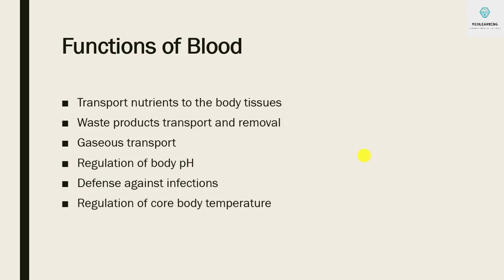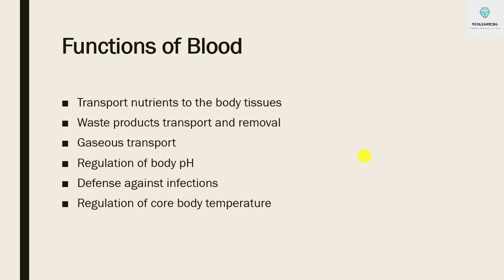Also the gaseous transport, like I talked about oxygen and carbon dioxide, happens within blood, and it also regulates our body pH. Our body pH is generally regulated by blood, because blood has a certain pH, and this pH is helpful in regulating the pH of the whole body. Also it helps us defend against infections.